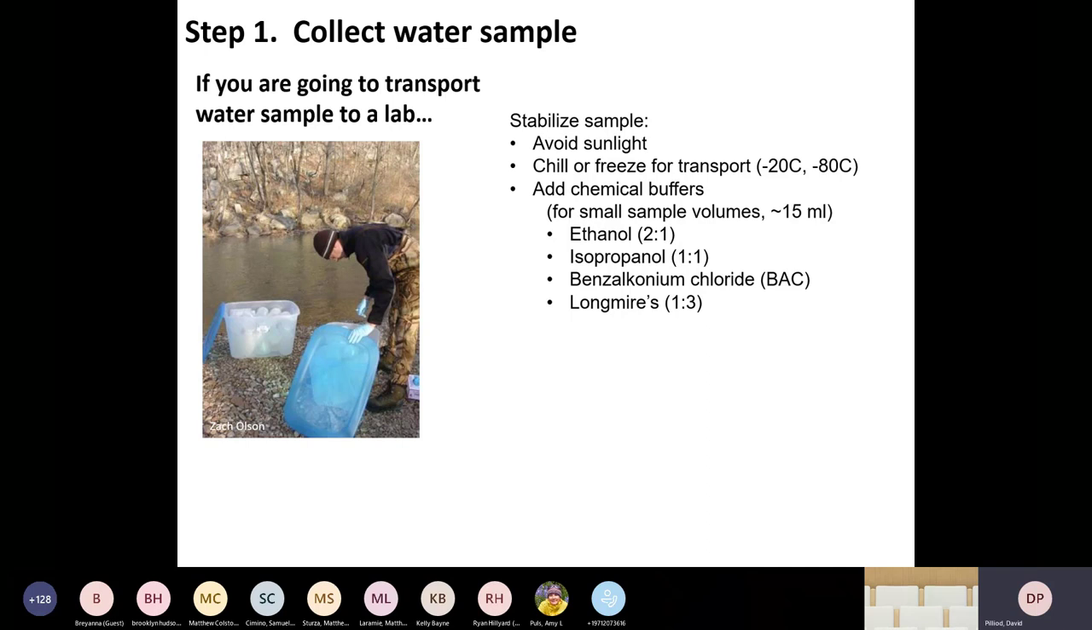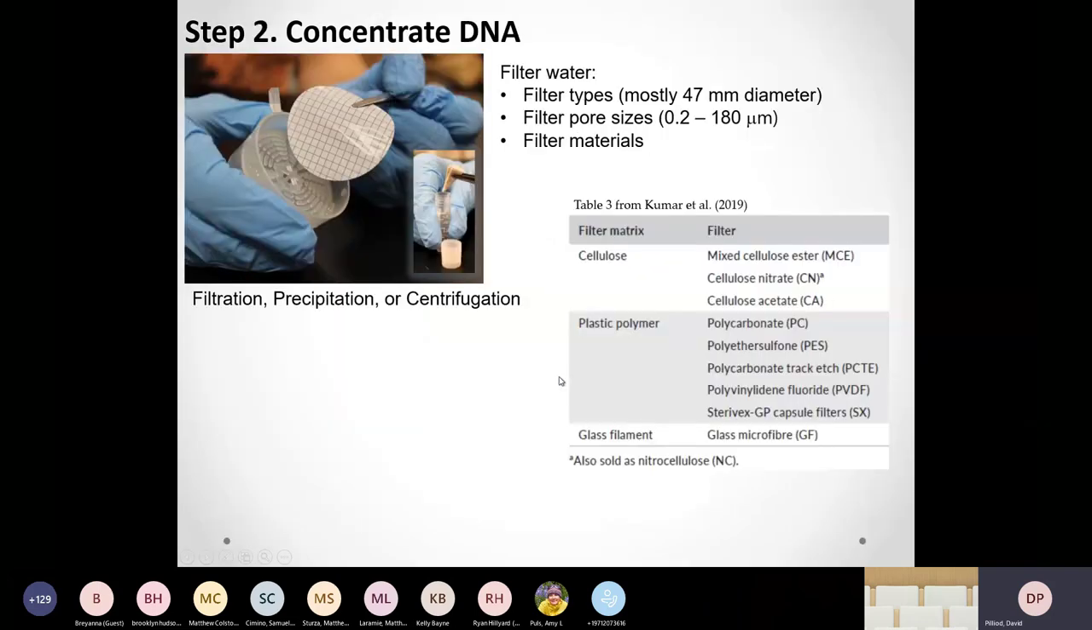You can add some type of chemical buffer. That's usually with smaller volumes, like 15 milliliters, something like ethanol, which you can put in, say, a 2-to-1 ratio, or isopropanol, benzalkonium chloride, or Longmire's buffer. Those are all ones that you see commonly used in literature. We don't really make recommendations. There's papers that are beginning to compare these things, but it's complicated, as you can imagine, and I'll explain a little bit more about that.